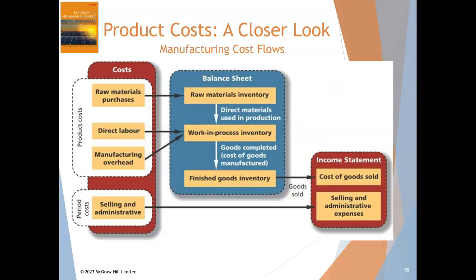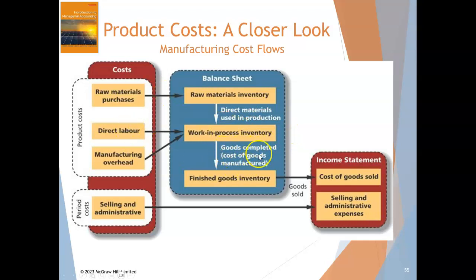Product costs, a closer look. Manufacturing cost flows. Product costs are raw materials purchases, direct labor, and manufacturing overhead. The raw materials go into the raw materials inventory account on the balance sheet. When they are used in production, they're moved into the work in process inventory account. Direct labor is directly put into the work in process inventory account from payroll. And manufacturing overhead is allocated to the work in process inventory account using a predetermined overhead rate.